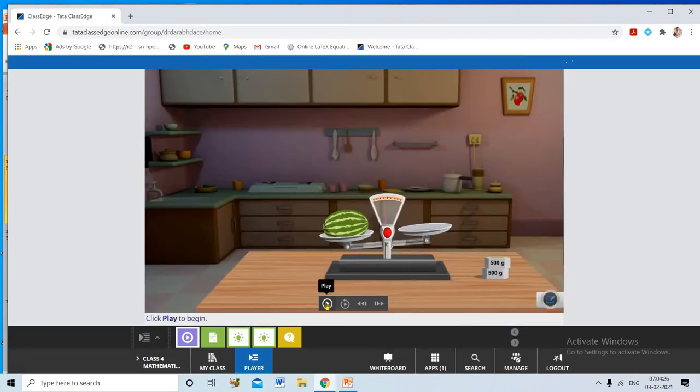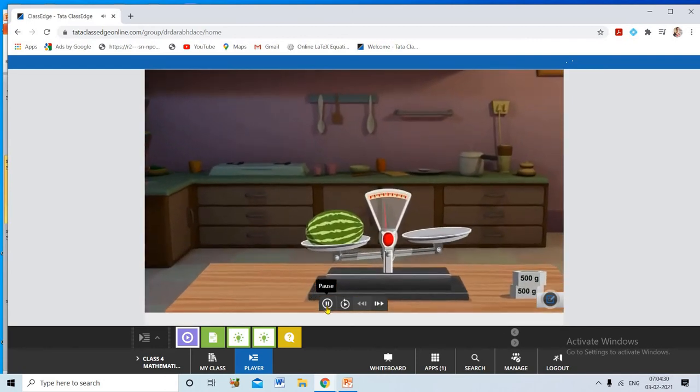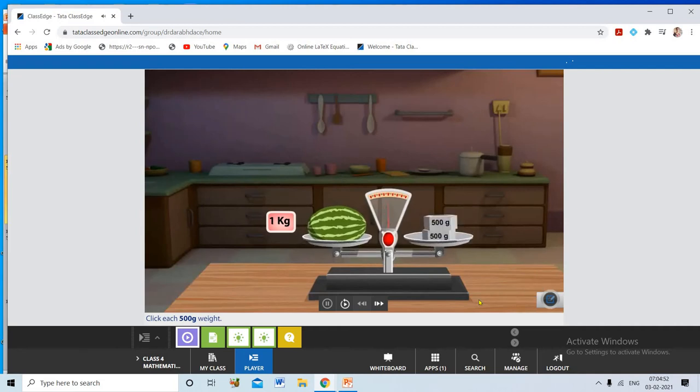See, this is a video. Look at this weighing scale. On one of its pans is a watermelon weighing 1 kilogram. Let's place these two weights of 500 grams each on the other pan and see what happens. Click on each 500 grams weight. Look, the scale is now balanced. This means 1 kilogram is equal to 500 grams plus 500 grams, that is 1000 grams. So students, 1 kilogram is equal to 1000 grams.